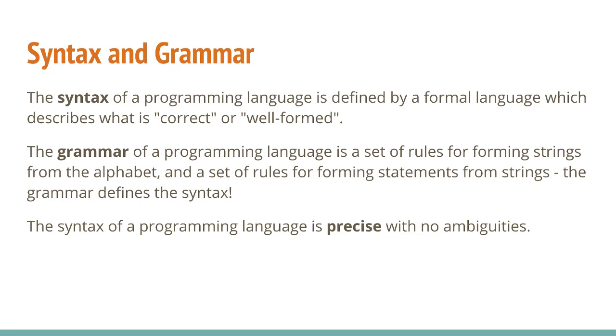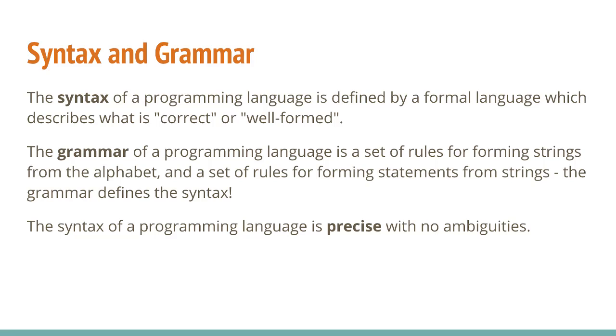So what's syntax and grammar? These are often difficult concepts for people to wrap their mind around because they're kind of interrelated. The syntax of a programming language is defined by a formal language which describes what is correct or well formed. If you've done programming, you've encountered syntax errors when you've compiled your file. For example, in C++, if you forget a semicolon, you'll get an error, often more than one, which has its roots in a syntax error, i.e., forgetting that semicolon.